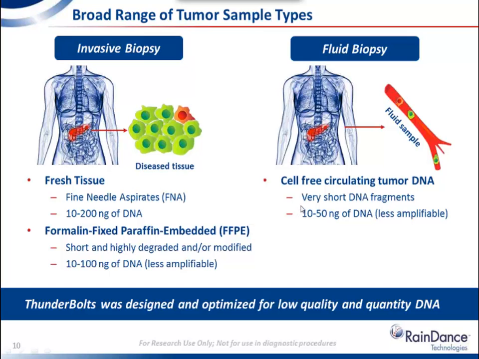We also can work with cell-free circulating tumor DNA. These are very short DNA fragments, and the DNA is very limited, only about 10 to 50 nanograms of DNA. As you also see, for FFPE and the cell-free circulating tumor DNA, I'd say less amplifiable. Often what we see is customers come to us with DNA that's OD'd or run on Qubit. They say they have a certain amount of DNA, but when you actually look at the amplified amount of DNA, it can be much less. So as we'll see in upcoming slides, the panel can routinely handle these types of challenging DNA samples, even at low quantities down to as little as 10 nanograms.